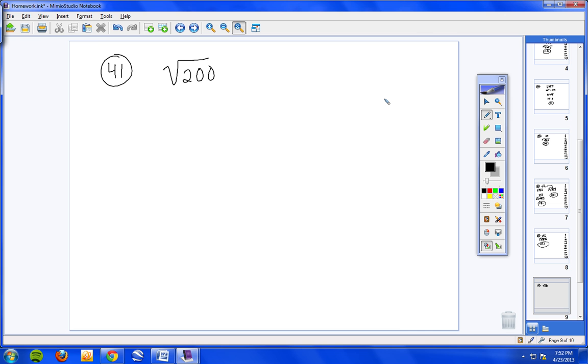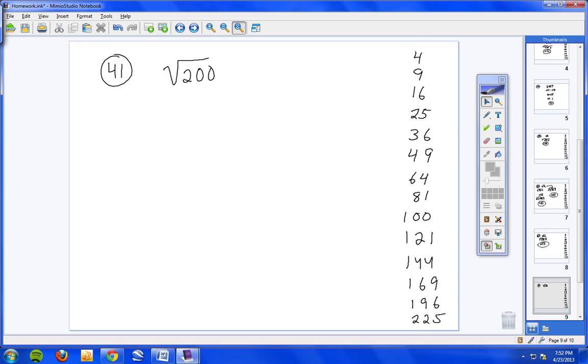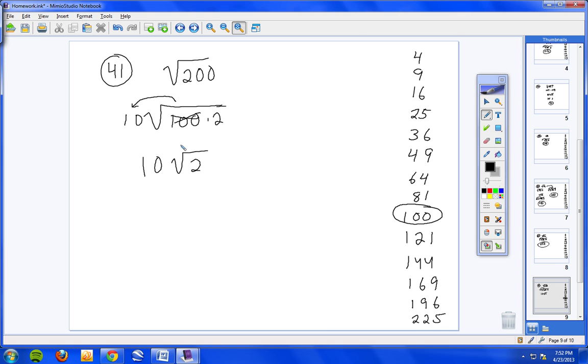Well, let's put our list up here. Right away, I think of 100, because 100 is a perfect square. Right here it is, 100. And we know 100 goes into 200. So you could actually use 25. 25 goes into 200. You could use 4. 4 goes into 200. But if you use the biggest number, it sure is a lot easier. It goes a lot faster. So 100 times 2 is 200. I do not know the square root of 2, but I do know the square root of 100, which is 10. So my final answer is 10 square root of 2.